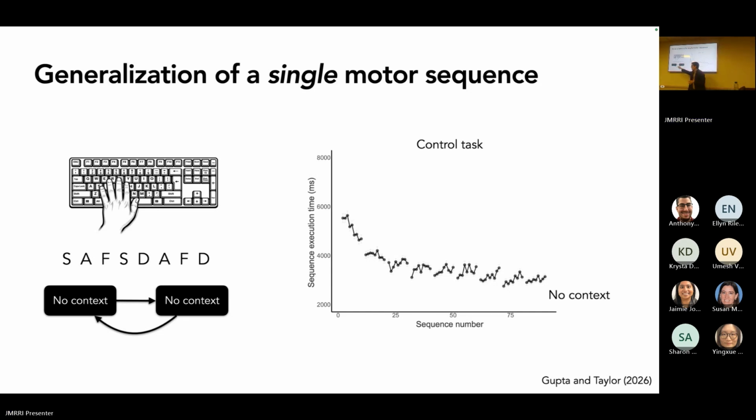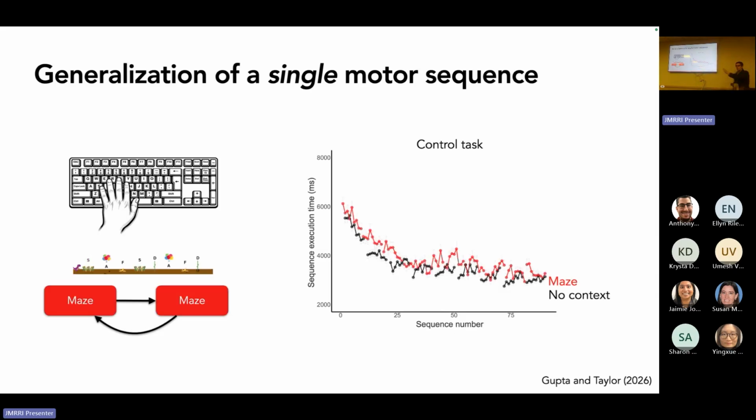They would just do this over and over again, no context, and you would get this kind of speeding up of executing the sequence. Even though it's seemingly a trivial task, people get faster over time. In between, there were just little 10-second breaks. If you add on the superfluous context, like the maze, and you only ever see the maze, it's largely the same as having no context, right?